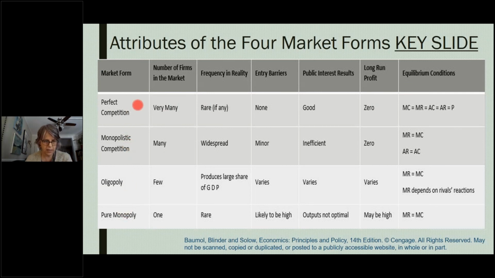It's different than the book because this is how they go from perfect competition to no competition. Number of firms: many, many, many, few, one. Frequency in reality: rare, widespread, a lot of them, rare. Barriers to entry: none, minor, varies, likely to be high.